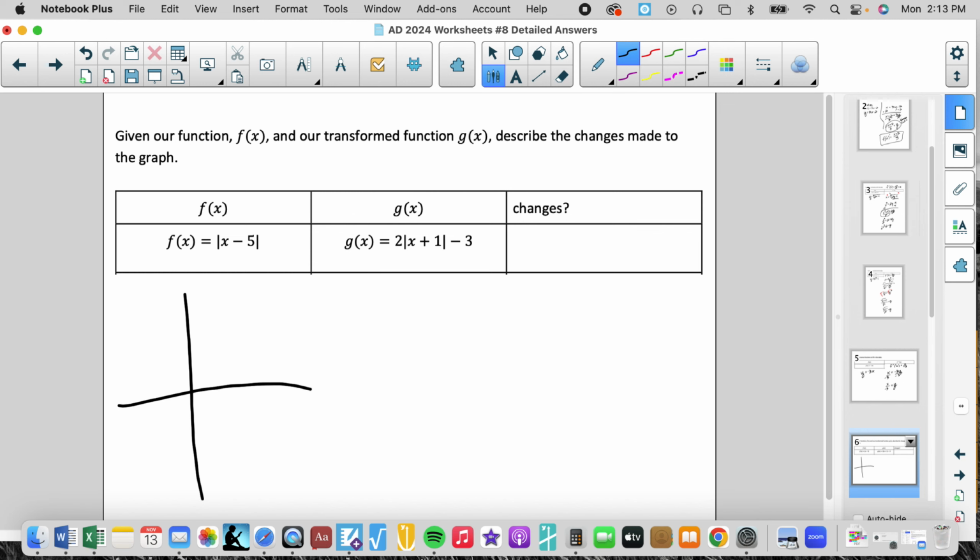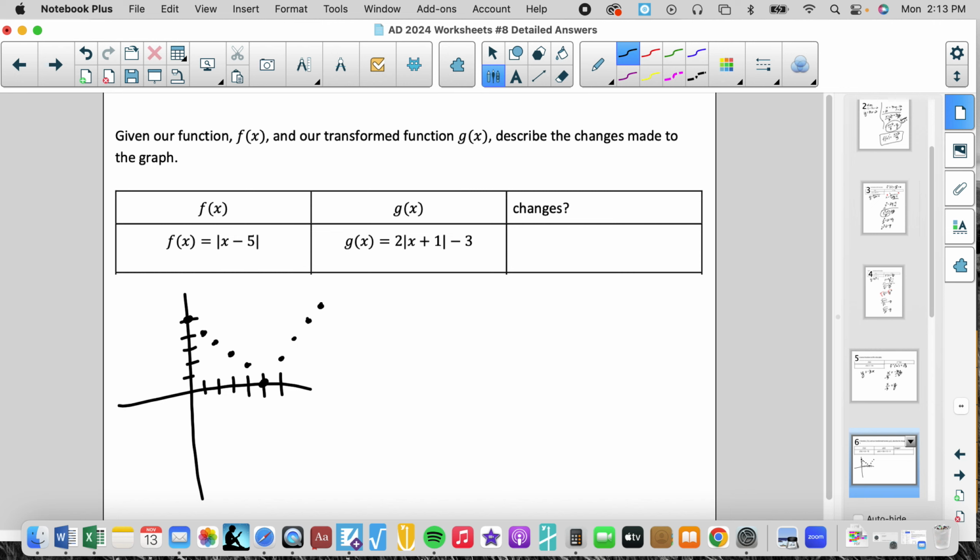So if we look at this graph and we plug in 0, we get 5. We can start plugging in points. If we plug in 1, we get 4. If we plug in 5, we get 0. And guess what we get if we go to 6? 6 brings us back up into that shape.